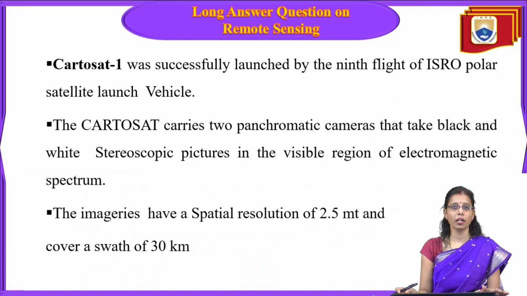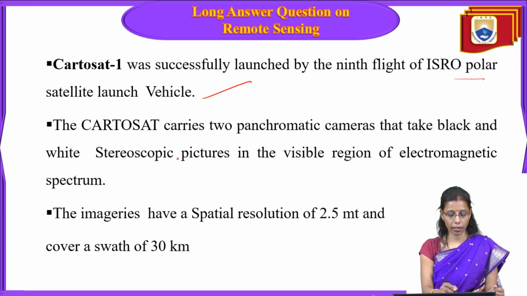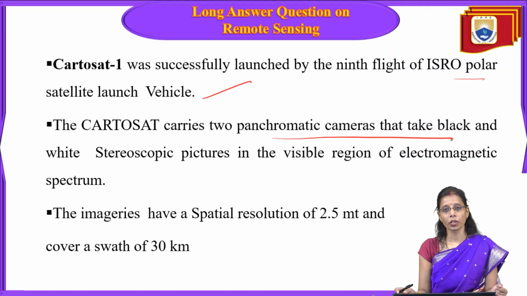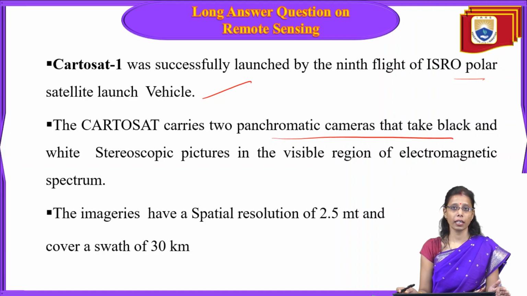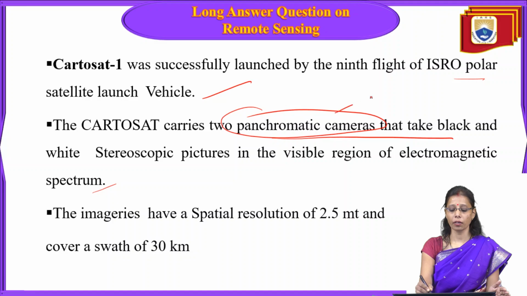Now Cartosat-1. Cartosat-1 is an Indian satellite sensor successfully launched by the ISRO Polar Satellite Launch Vehicle, and it carries two panchromatic cameras. One is to take black and white, and one stereoscopic pictures of the visible region of the electromagnetic spectrum. So what is a panchromatic camera? A panchromatic camera is one which clicks the photos in black and white.